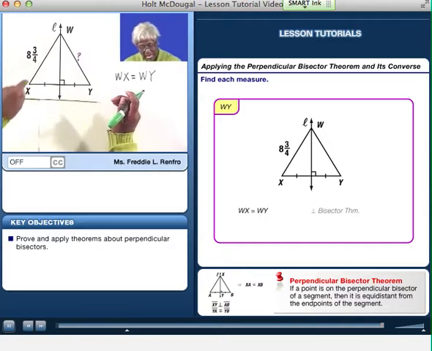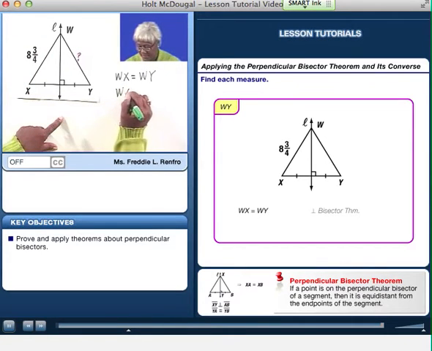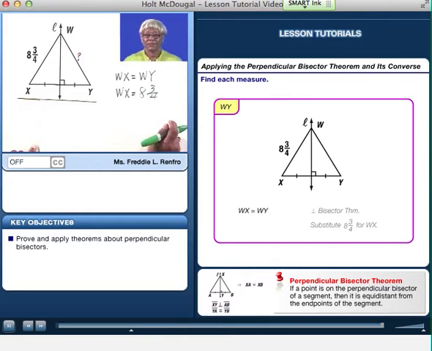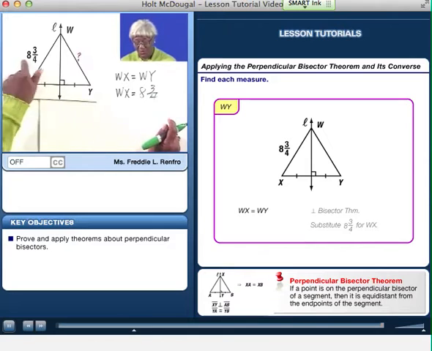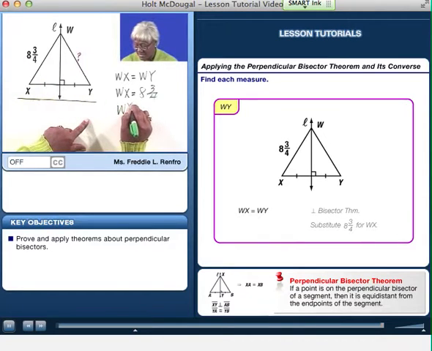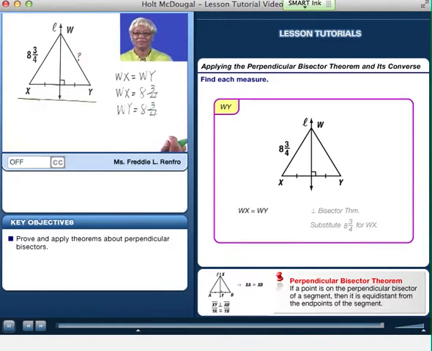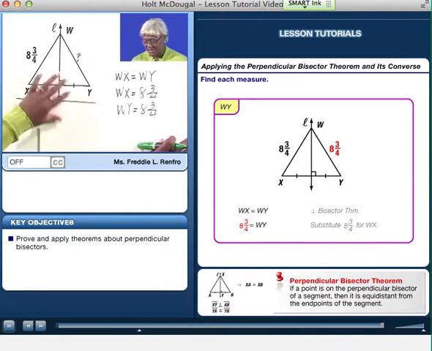Well, I know that WX is equal to 8 3/4. Do we know what WY is? Yes, we do. Since they're both equal, WY is also equal to 8 3/4. Let's try another one. That was pretty simple.